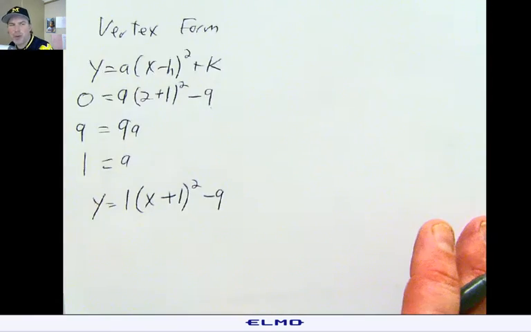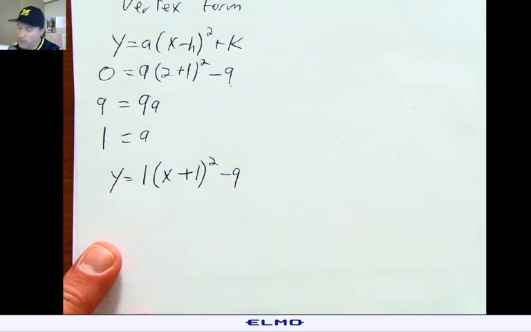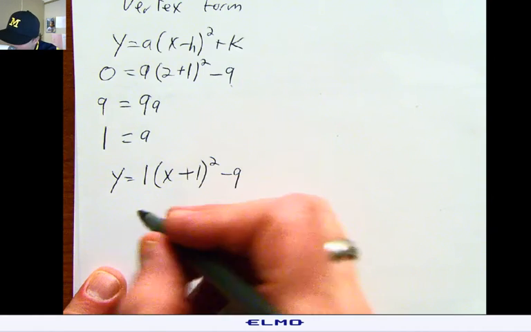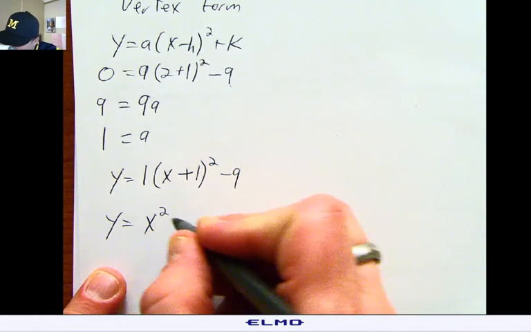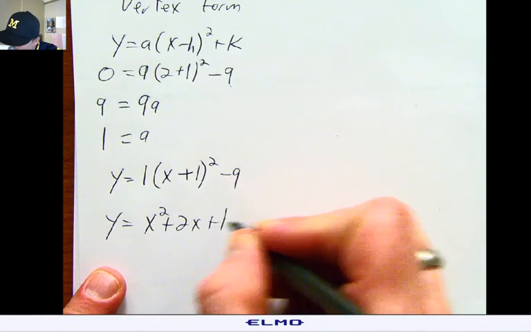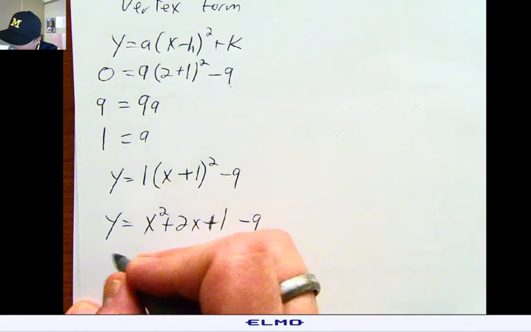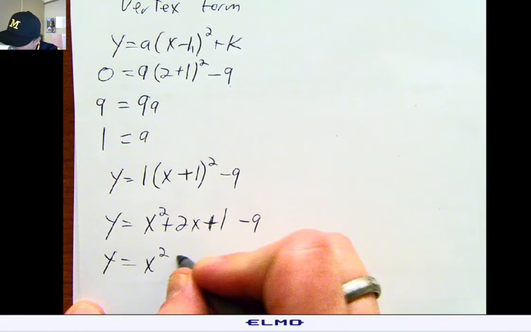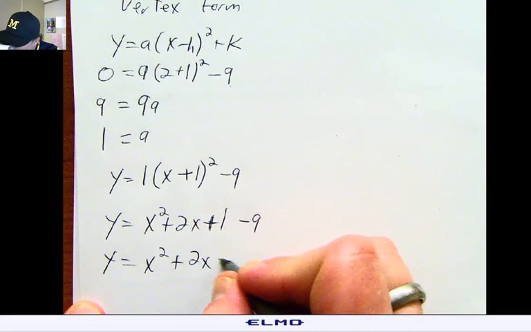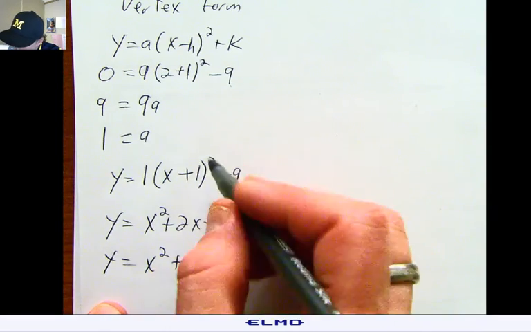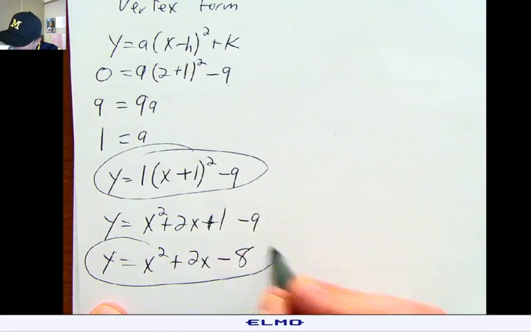And they're going to ask you after that to change it into standard form. So first you square the x plus 1. So you end up with x squared plus 2x plus 1 minus 9, which gives you a final answer of x squared plus 2x minus 8. Vertex form, standard form.